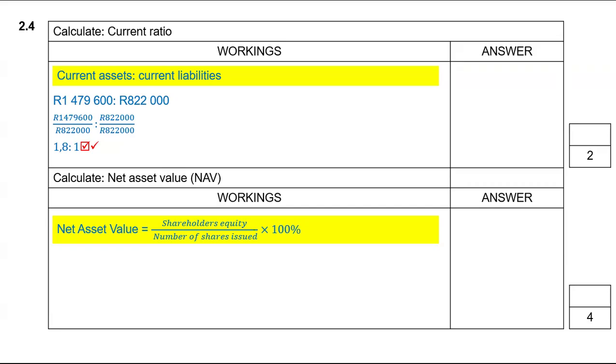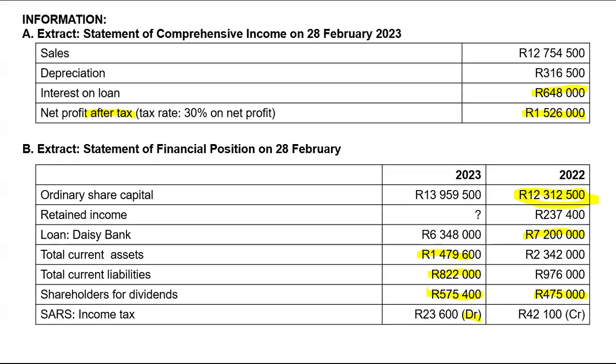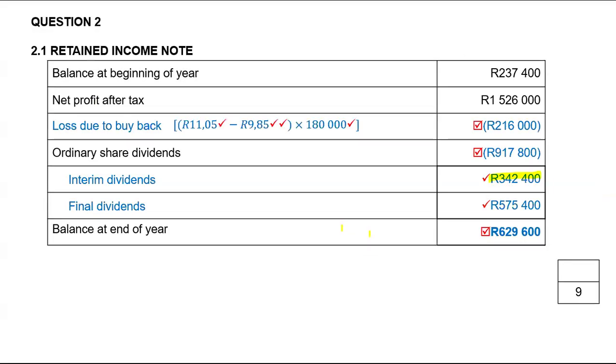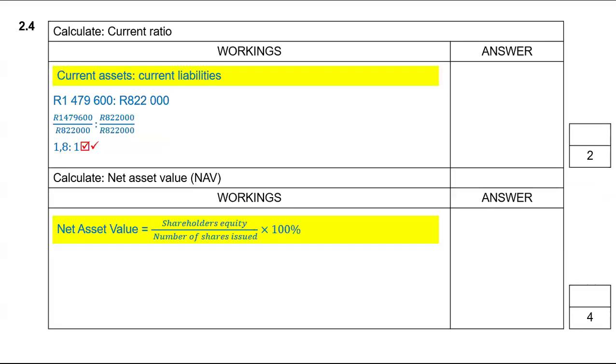Let me see what we have for shareholders' equity. It is just your ordinary share capital plus your retained income. But we were not given the retained income, so we're going to use the retained income that we have. It is right here, which is the 629,600. So your numerator will be the sum of ordinary share capital plus your retained income. Nice, right? Easy. It's quite easy, guys.